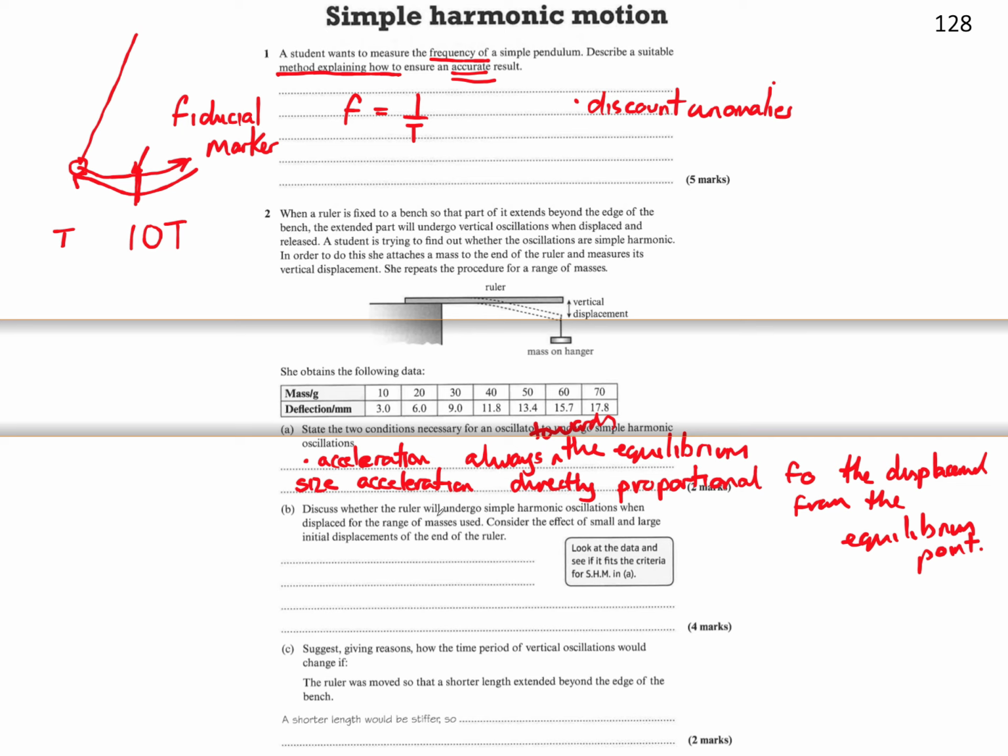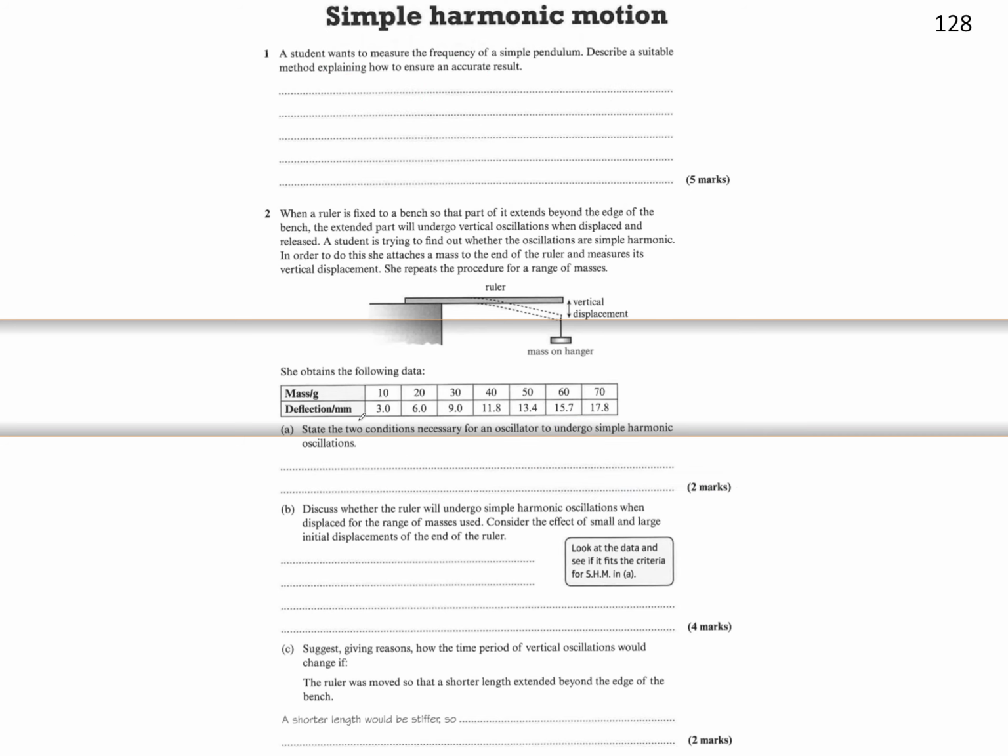Discuss whether the ruler will undergo simple harmonic motion for the range of masses used. Right, I'm just going to get rid of the annotations here. Well, consider the effect of small initial displacements. You can see that when you put 10 grams on it, the deflection is roughly 10 millimeters. At that point, there will be about 0.1 newtons pulling down, and because it's in equilibrium, there will be 0.1 newtons pulling up. So the forces are equal and opposite, and therefore balanced.